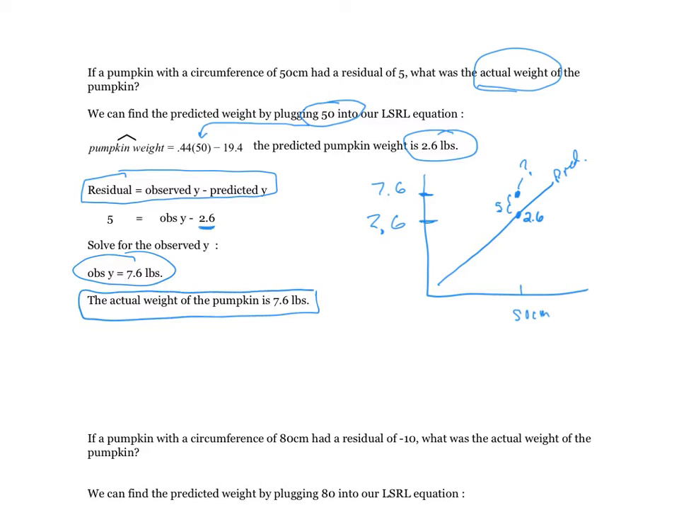So I recommend drawing a quick picture like that. And I think it helps to illustrate what's happening. Remember, the least square regression line is the predicted line, and the residual tells you if your actual pumpkin was heavier, which would be a positive residual, or if it's lighter, that would be a negative residual.